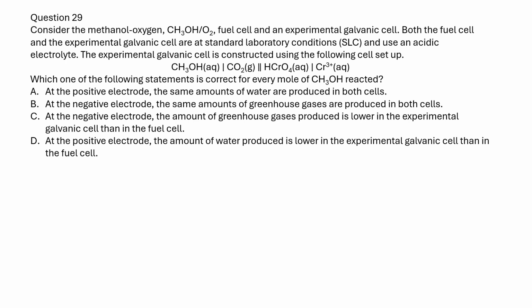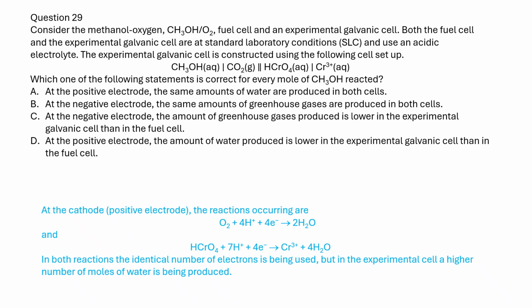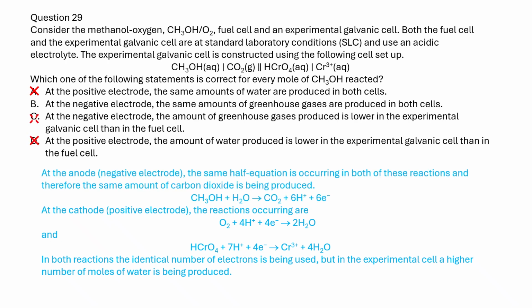While water is a product of both cathodic, positive electrode, reactions, the experimental cell produces more water for an equivalent electron gain. Conversely, at the anode, negative electrode, water is consumed as a reactant, and both reactions consistently produce the same amount of carbon dioxide.